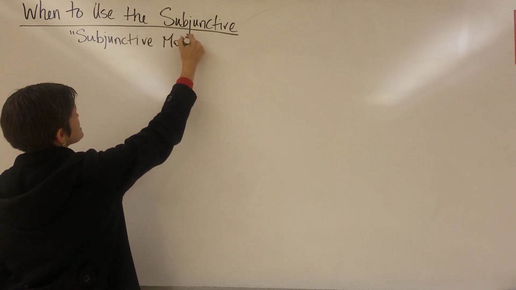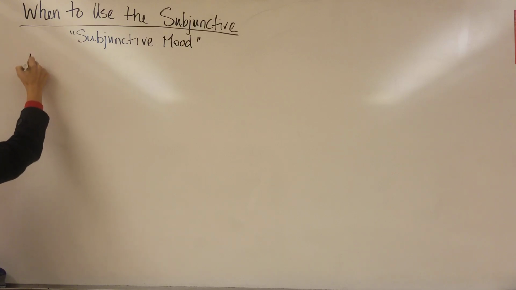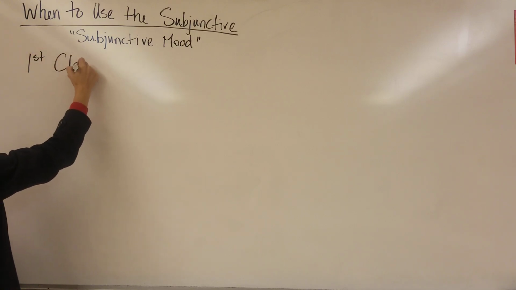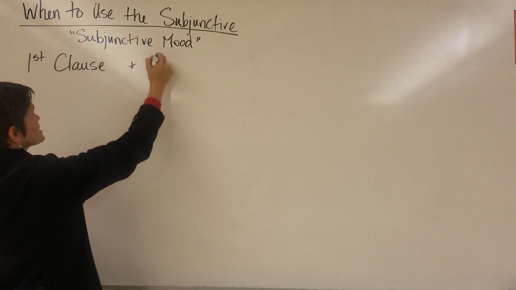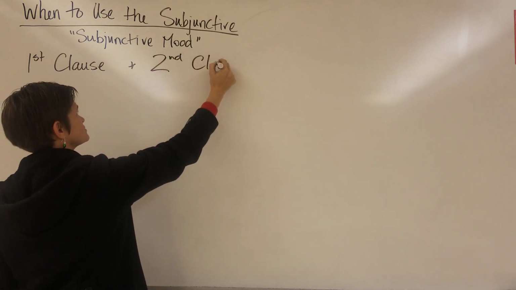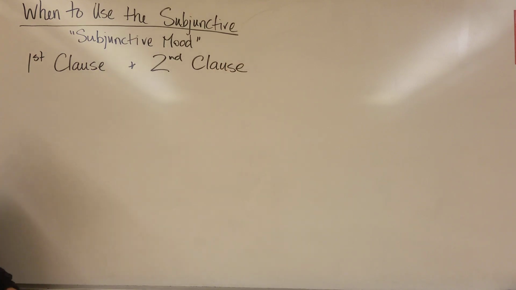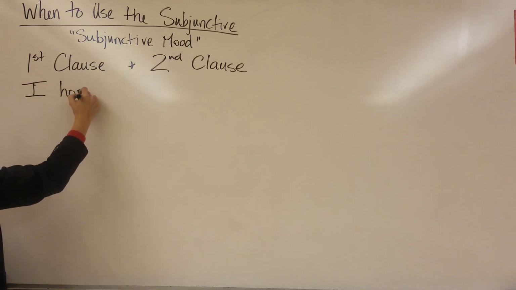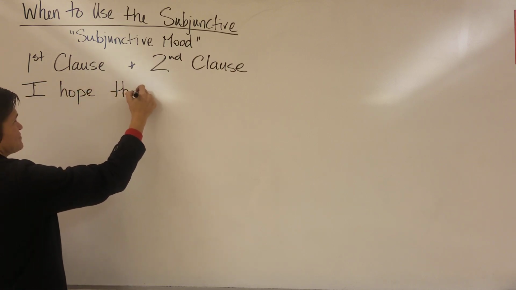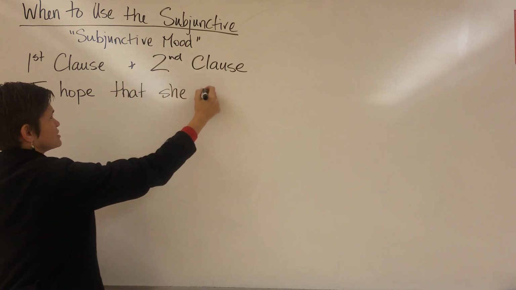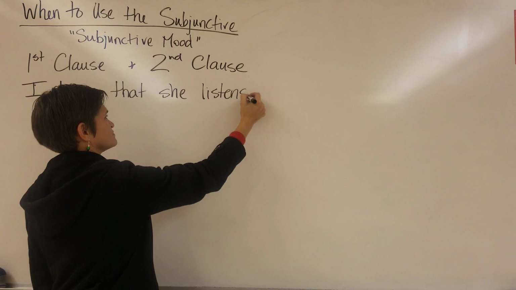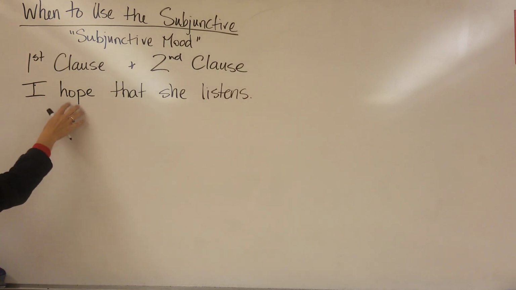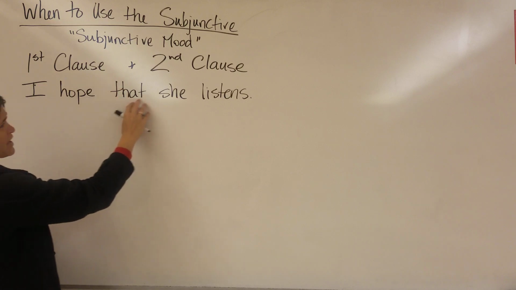And the subjunctive mood always has two parts. It has a first clause and a second clause. You may have learned what a clause is in English already, but just in case you haven't, this is where we're going to have a subject and a verb. So, I hope that she listens. So I've got a subject and a verb. I hope that she listens.